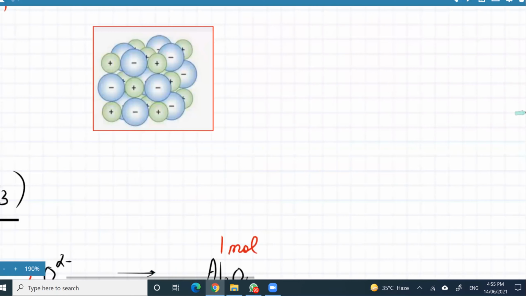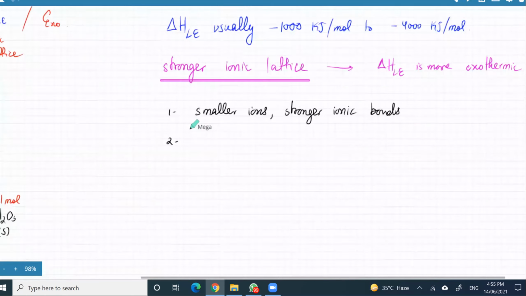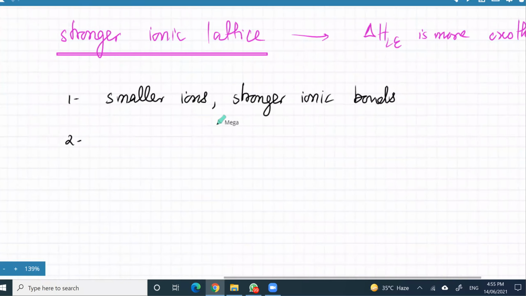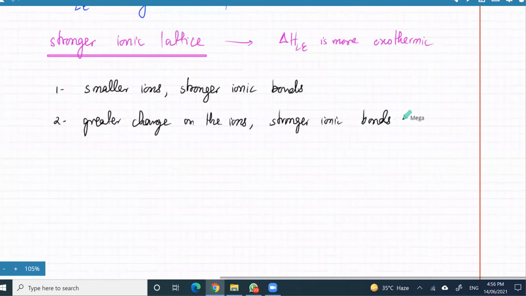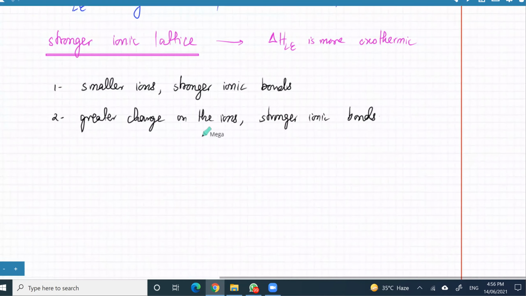Yes, sir. So the second point is greater charge on the ions, which automatically translates to stronger ionic bonds. So there are two factors that determine whether an ionic compound's lattice is going to be strong or weak, and the two can be combined into one thing, which is called charge density.